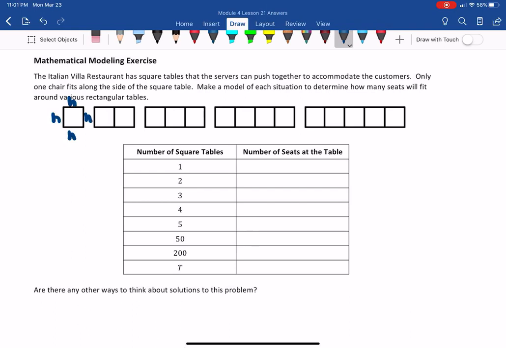Well, if you look at this table right here, how many seats are there? Right, exactly, only 4 seats. So one table is 4 seats. Now let's look at 2 tables. So if I push 2 of them together, and I can only sit 1 chair at each side, here's 1, 2, 3, 4, 5, 6. So with 2 tables, I can seat 6 chairs.